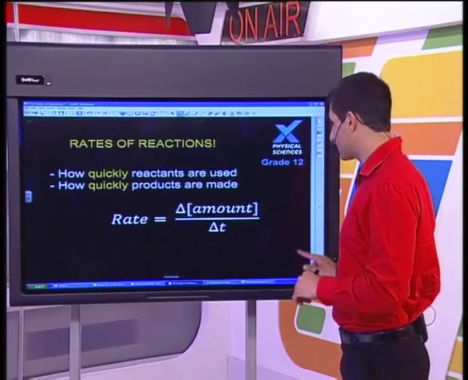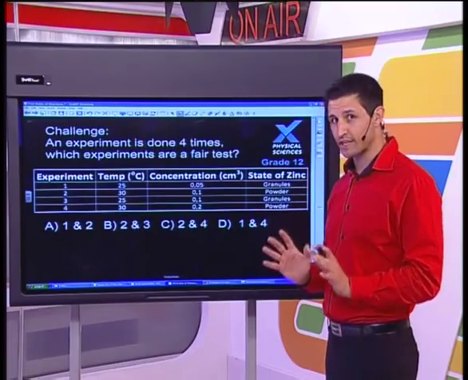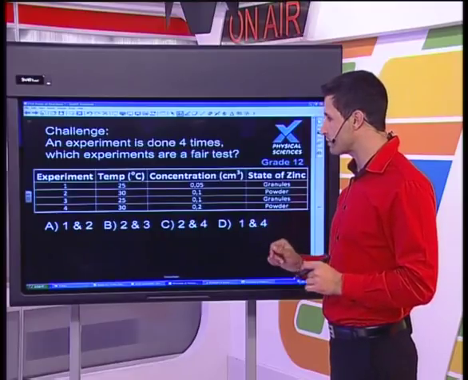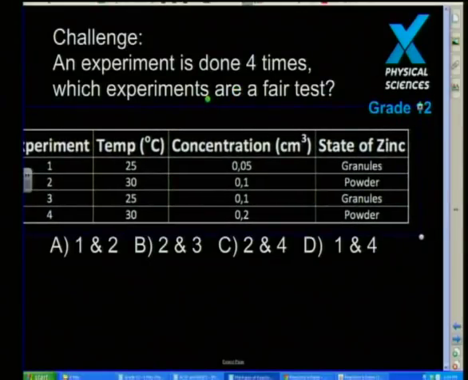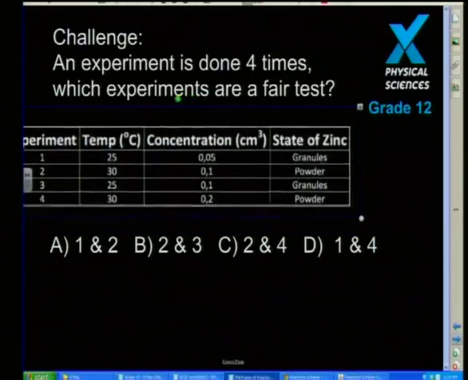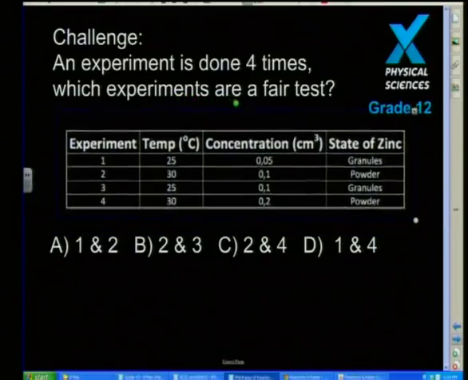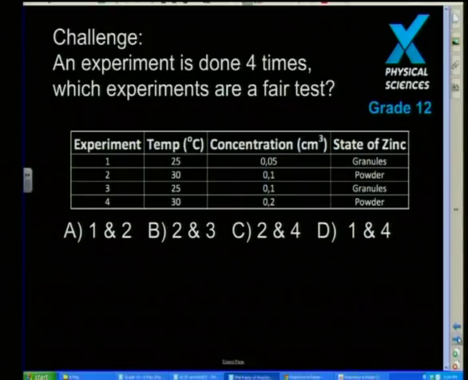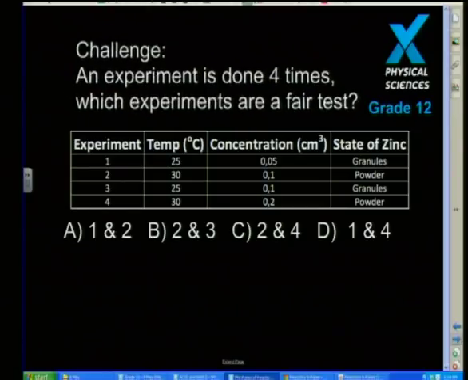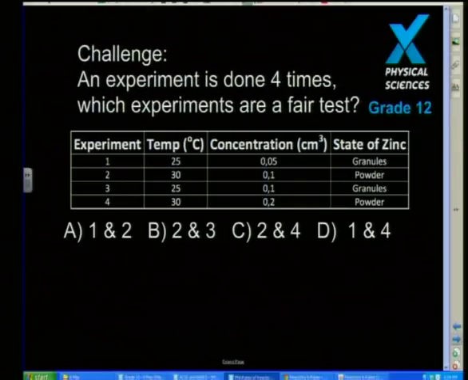What I'm going to do is, there's a lot of reading and writing going up. I'm aware that you might not be able to see the sides, so I'm going to decrease the size of this a little bit so that everybody can see it, and it should fit nicely inside your screen there. And I've got a couple of options here. Okay, so it says an experiment is done 4 times. Which experiments are a fair test to each other?